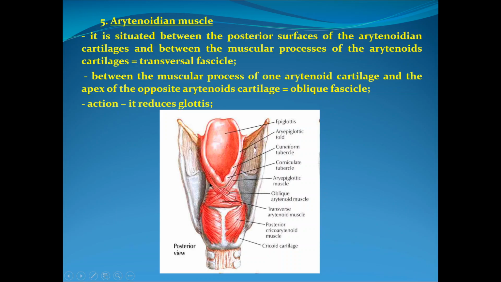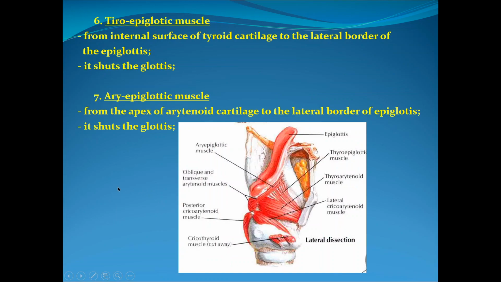But there is another group of fibers obliquely. So from the apex of the one arytenoid cartilage to the base of the opposite and inverse. So this is oblique fascicle. The function is to reduce that orifice.